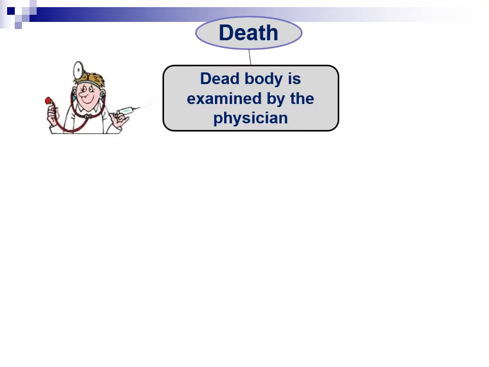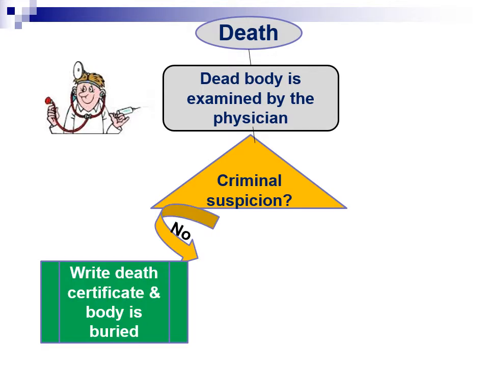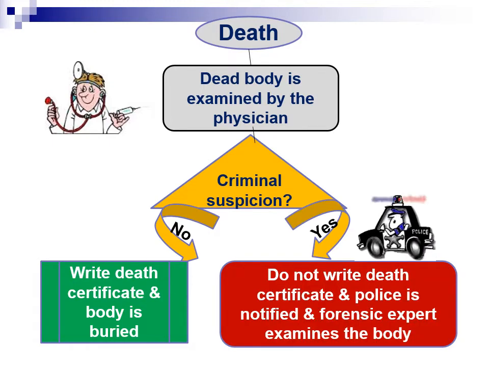So, if there is a case of death reported to the physician, the dead body must be examined by the physician, and he examines whether there is criminal suspicion or not. If there is no criminal suspicion, write the death certificate and the body is buried. But if there is criminal suspicion, don't write the death certificate, the police must be notified, and the examination of the body is made by the forensic expert.